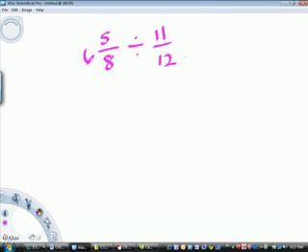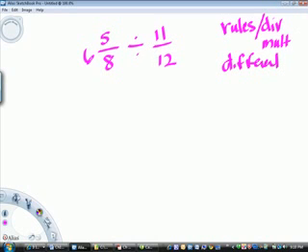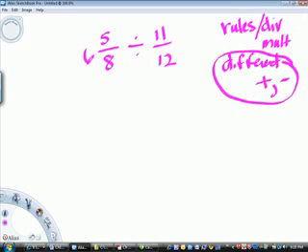you always have to change any mixed numbers to fractions before you multiply or divide. Now remember, the rules for multiplication and division of fractions are different than when you're adding and subtracting fractions. When you add and subtract fractions, you have to have a common denominator.